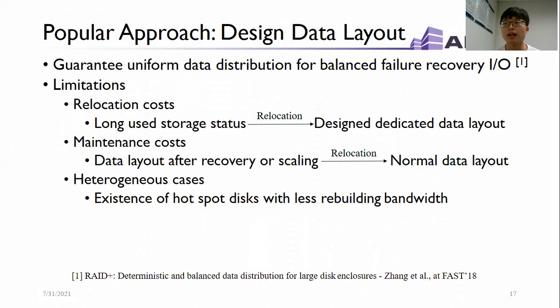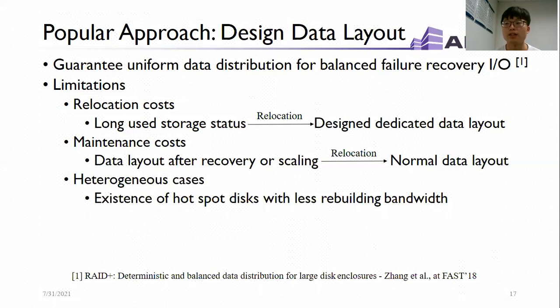Such local load imbalance in a batch can be well eliminated by designing a dedicated data layout, which guarantees uniform data distribution for balanced failure recovery I/O. However, this kind of approach has some limitations. First, the dedicated data layout is not deployed in most of the existing systems. To exploit its advantage, we should reallocate almost all chunks in the system, which is intolerable.